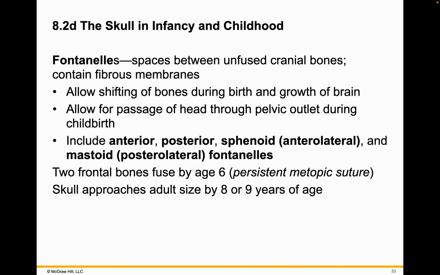There are some differences between the skull of an infant child and an adult. In infants, we have fontanelles, which are spaces between unfused cranial bones where the fibrous membranes that bones are forming in are still there. That allows some shifting of bone during childbirth and growth of the brain. It helps with passage of the head through the pelvic outlet during childbirth.